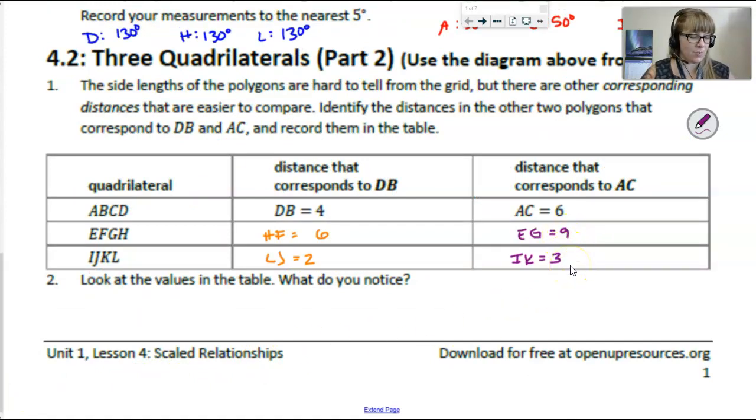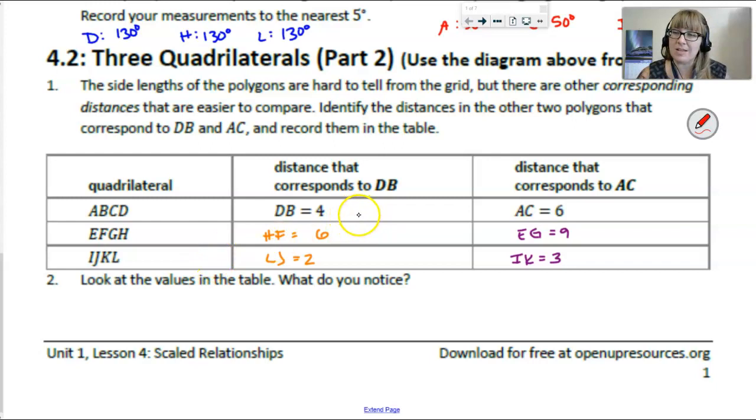I hope that they match what you have. The next question says, look at those values and what do you notice? Specifically, knowing that we are dealing with scaled copies, knowing that we've also had lessons on scale factor, can you find that scale factor? Can you see how they're changing from one to the next? Normally we've looked at side lengths as we've done this. Now we're looking at just distances and not specifically those side lengths.